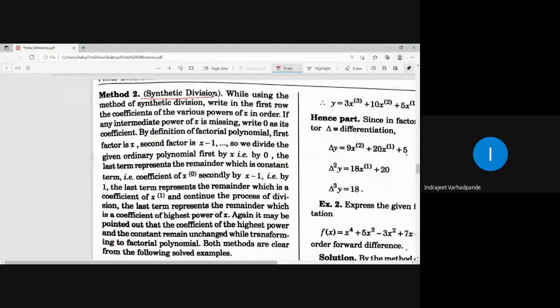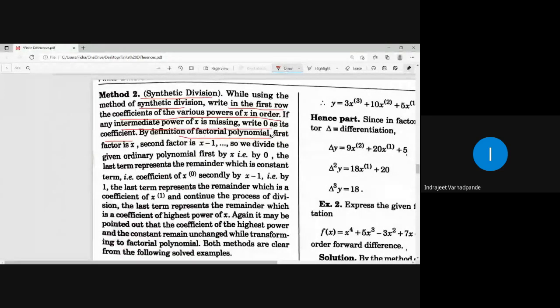It is known as the synthetic division process or synthetic division method. While using the method of synthetic division, write in the first row the coefficients of various powers of x in order. Means to perform the synthetic division method, whatever polynomial is provided to us, write down the coefficients of all the powers of x, or the variable, in a row in proper order. If any intermediate power of x is missing, write 0 as its coefficient. For the missing terms in the standard form, take the coefficient as 0.